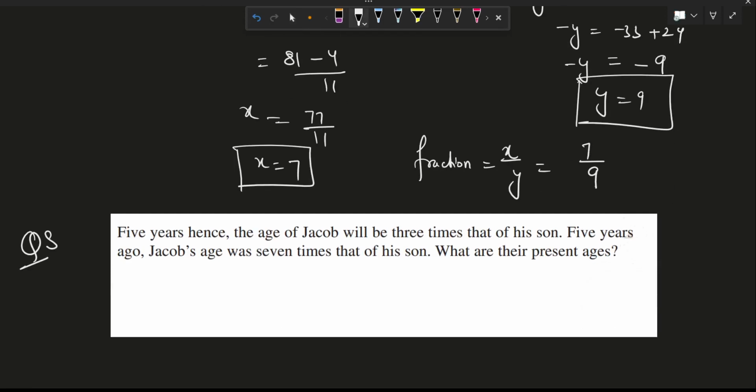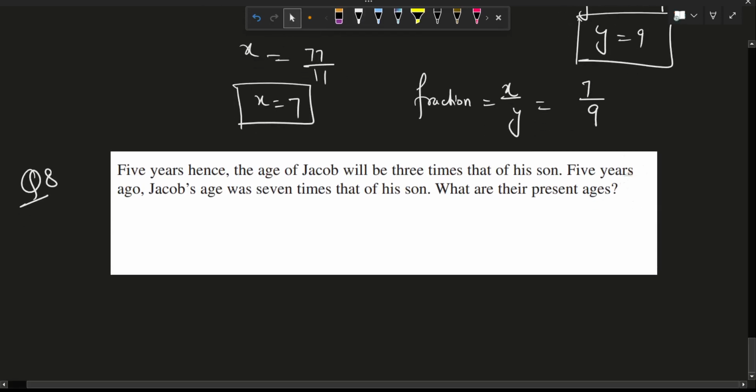Question number 8. It's related to age. You people have done these types of questions, framing one variable equations or two, in your 8th grade also, if you remember linear equations. But here you have to use two variables. 5 years hence, the age of Jacob will be 3 times that of his son. 5 years ago, Jacob's age was 7 times that of his son. Now there are two persons here, Jacob and his son, and you have to find their present ages, but the relationship between their ages after 5 years and before 5 years is given to you in the question.